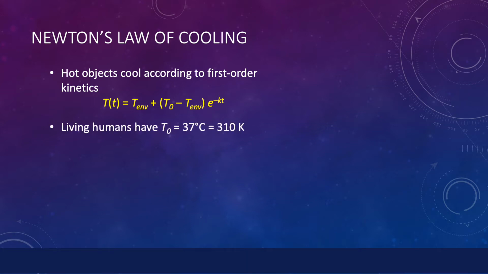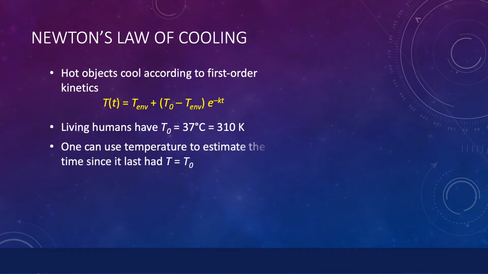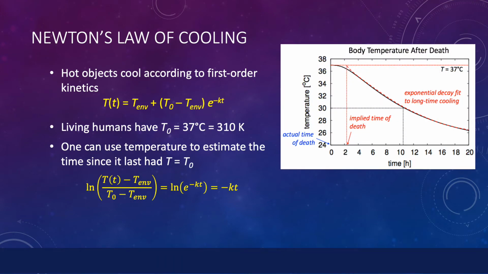Now for T0, we know that living humans typically have a particular temperature. It's 37 degrees centigrade. You may know it better as 98.6 degrees Fahrenheit. That's equal to 310 Kelvin. So we know there's a reference point to which we can refer this cooling process. In essence, one can use that exponential decay equation given above to estimate the time since the last time a body had temperature T equals T0.